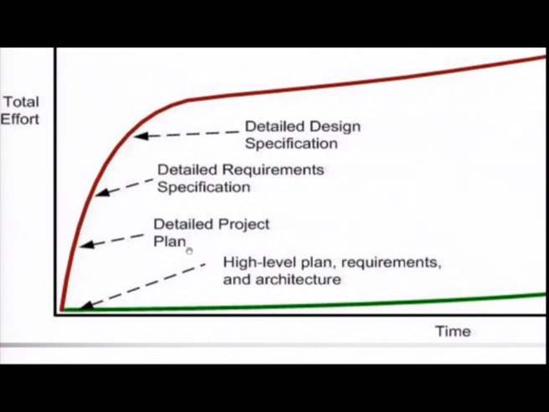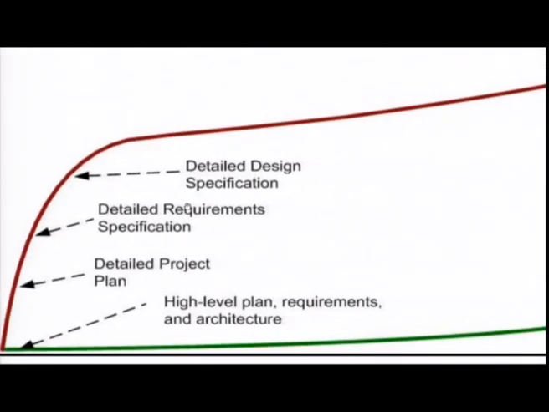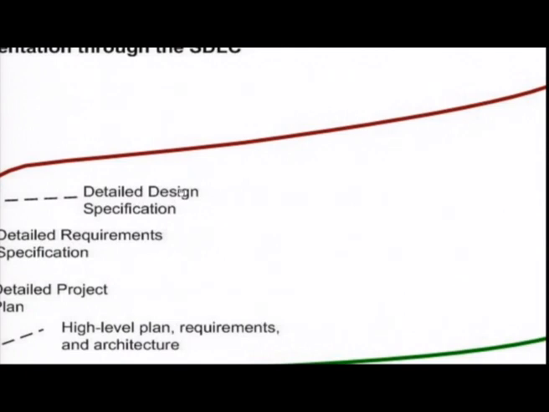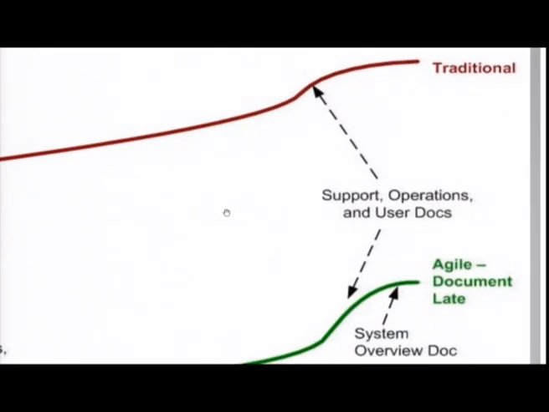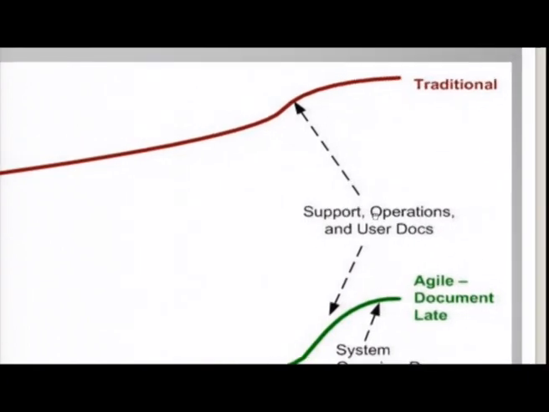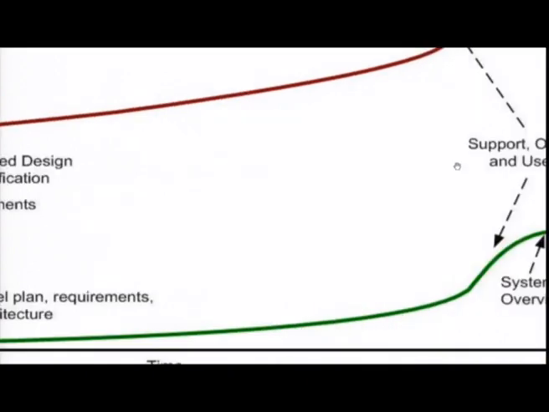You have a detailed project plan, you maintain a detailed requirement specification, you maintain a detailed design specification. So before going into the coding phase itself, you maintain these many documents, and then after completing the coding, you maintain a support documentation, operations documentation, and the user manuals, the user catalogs. User manuals are nothing but the catalogs. So these documentations you maintain as far as the traditional model is concerned.